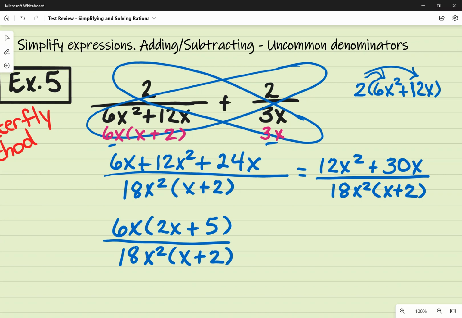So what I notice is my expressions that are in parentheses are not exactly the same, so I cannot touch anything in it. What I can touch is what's on the outside. I can simplify 6 and 18, and if I divide both by 6, I'm going to end up with 1 over 3. And I can take one of these x's away and one of these x's away, which leaves me with just one x at the bottom.